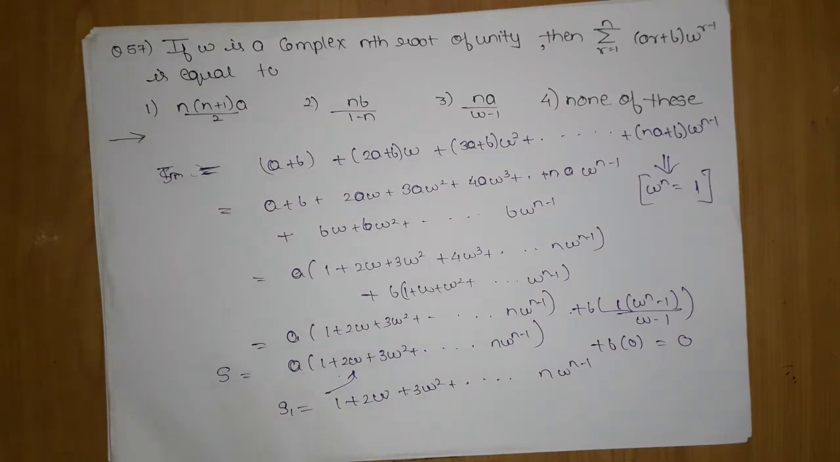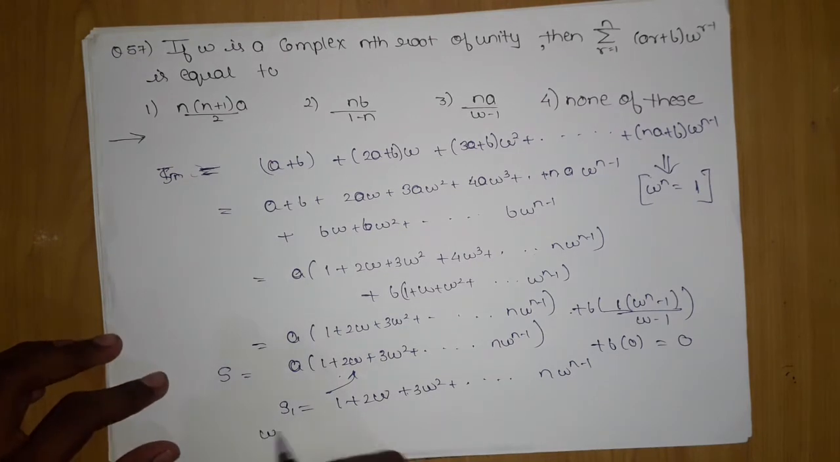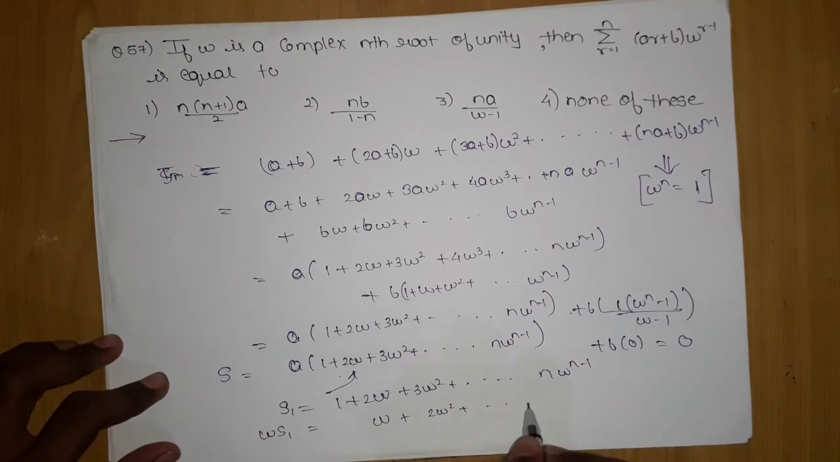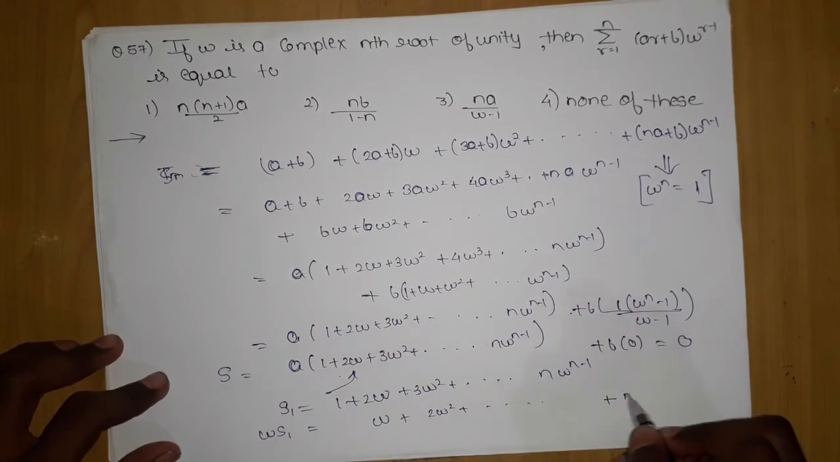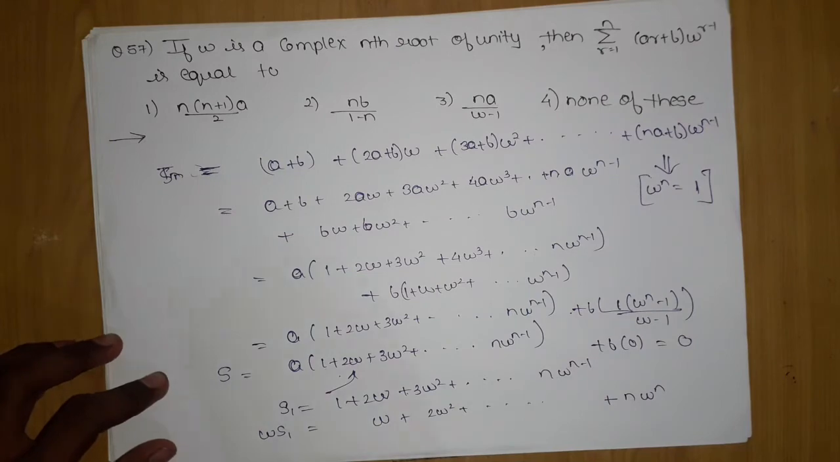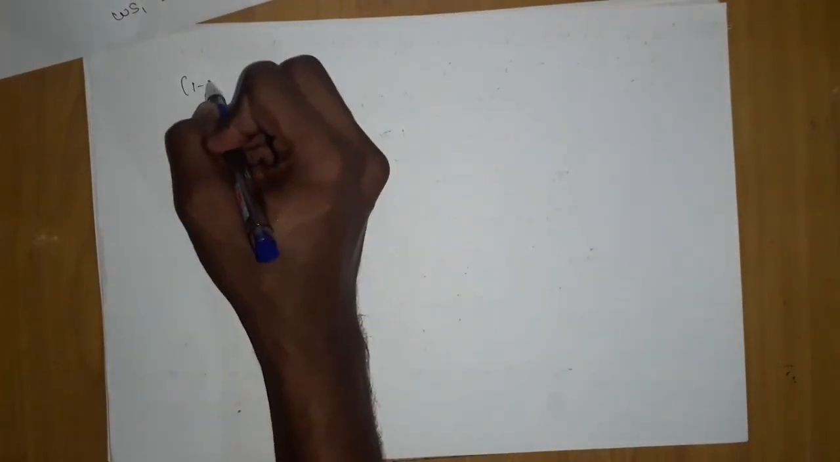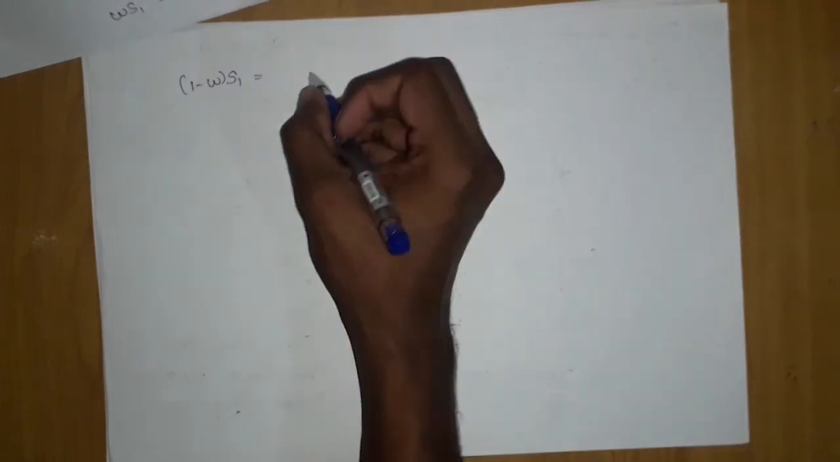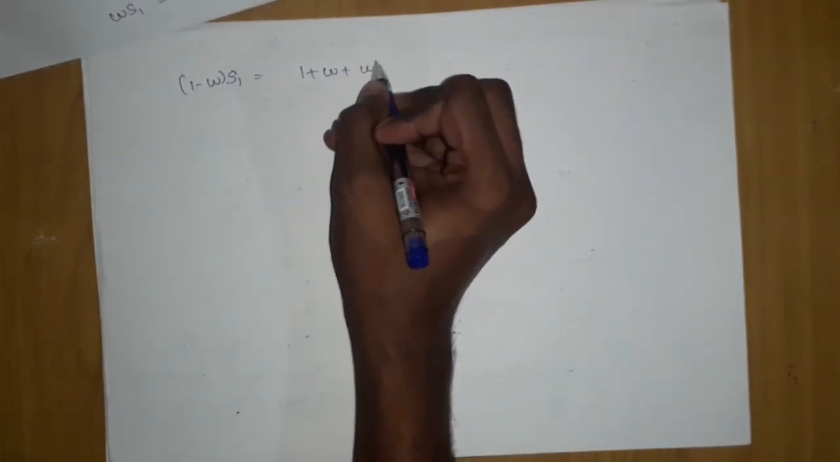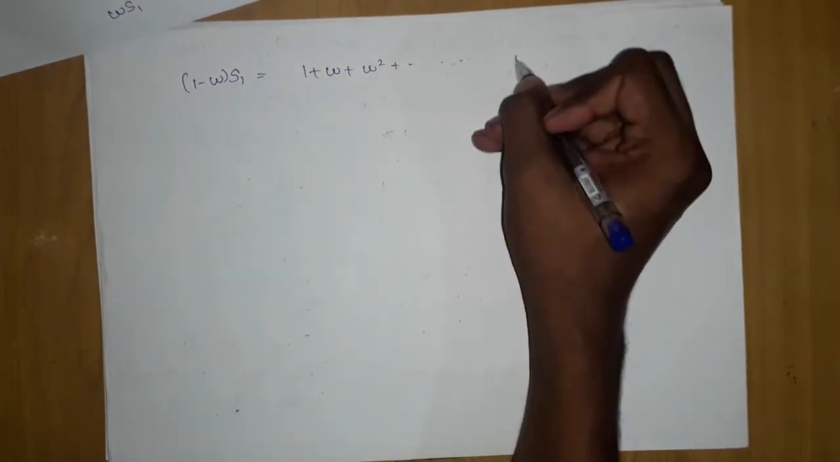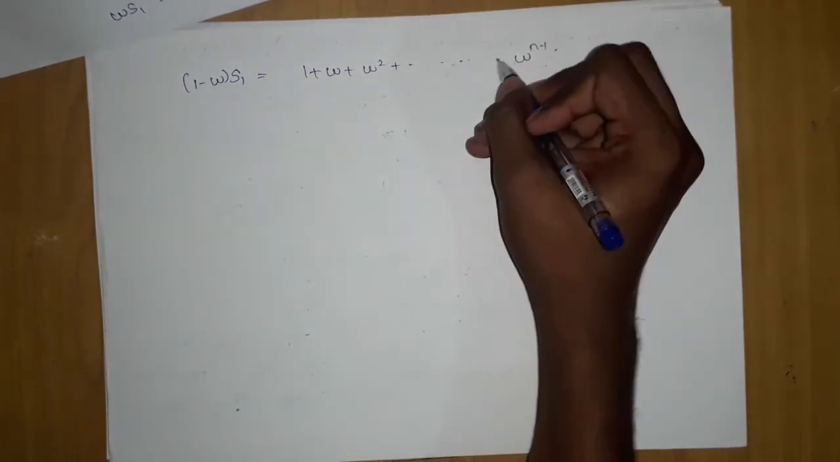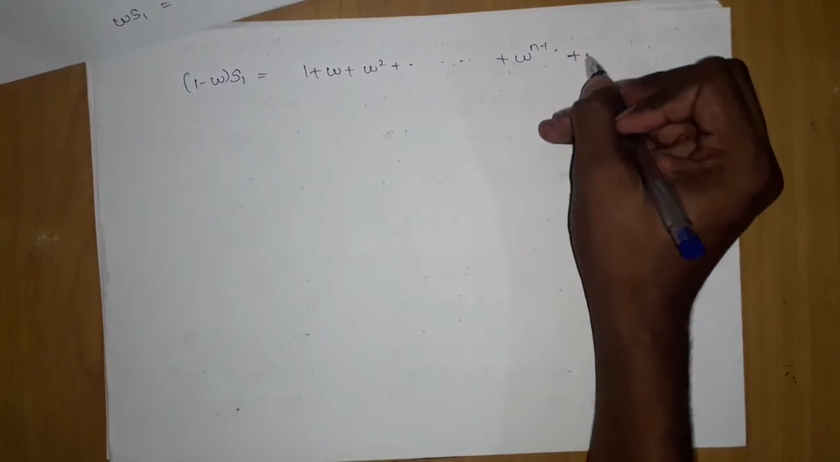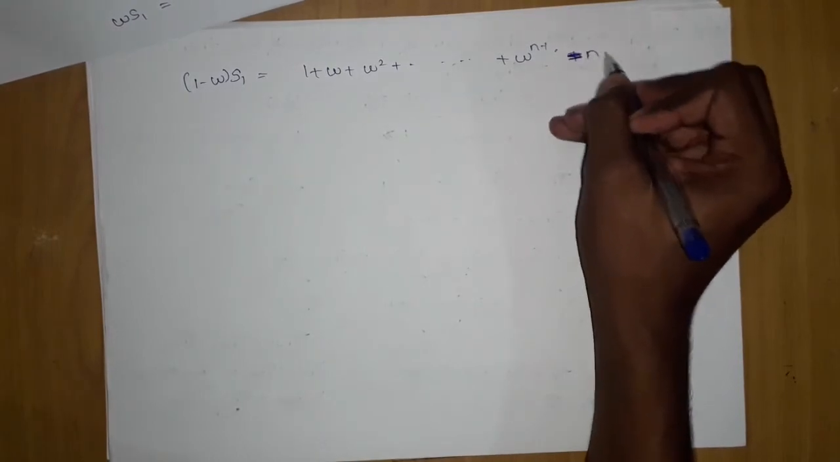The way to solve this is to multiply with the common ratio. Omega into s1 will be what? Omega plus 2 omega square, and so on, plus the last one, n into omega power n. Which will give me 1 minus omega s1 equal to 1 plus omega square, and so on, the last one being omega power n minus 1, with plus sign, and then with minus sign, minus n omega power n, because this will not get cancelled out.